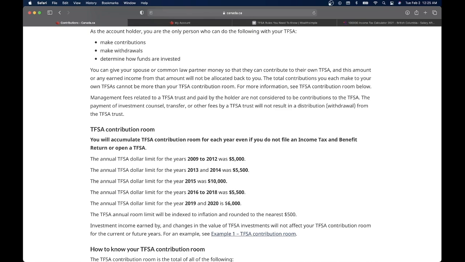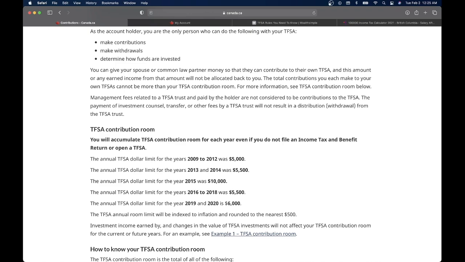But the opposite is also true. If you pick deplorable stocks and your account shrinks from $10,000 to $4,000, per se, and you withdraw this amount, your contribution room will also shrink along with that. So it's very unfortunate, but it does work in that way.